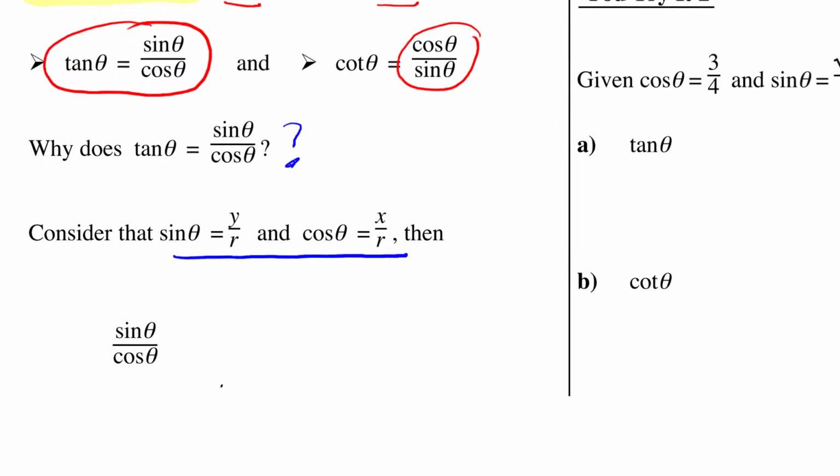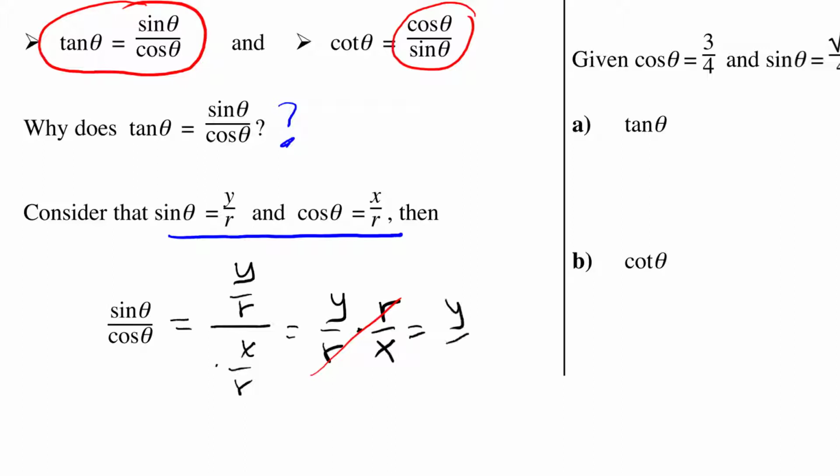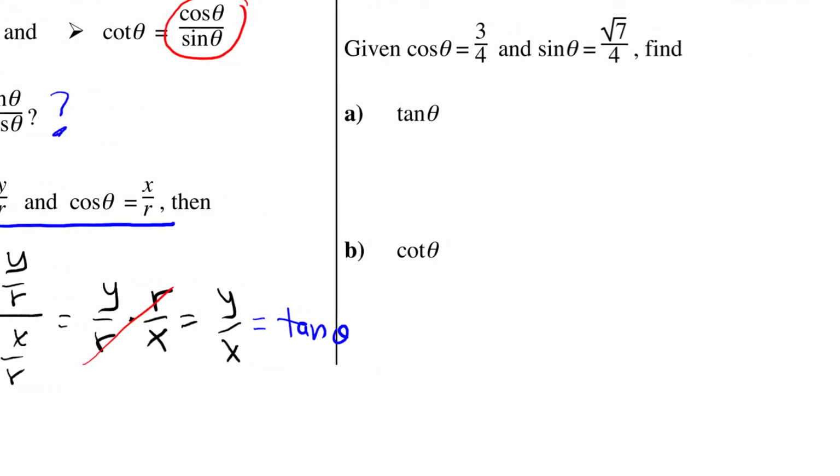To discover why tangent theta is sine theta over cosine theta, let's first start with our definition. Sine theta is y over r, cosine theta is x over r. Then when we have the fraction sine over cosine, that's y over r over x over r, which we can then rewrite as multiplication, y over r times r over x. The r's divide out, and we get just y over x. And that is actually the definition of tangent theta. So what we see here is that sine theta over cosine theta is tangent theta, and of course that means that tangent theta is sine over cosine.